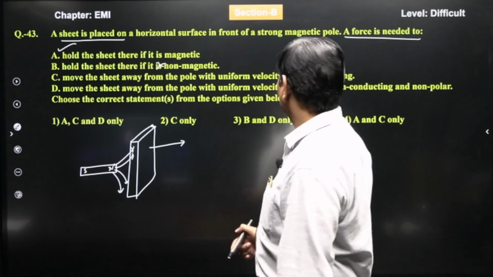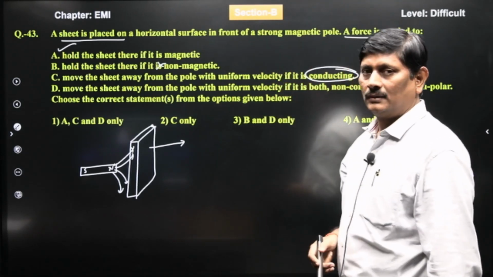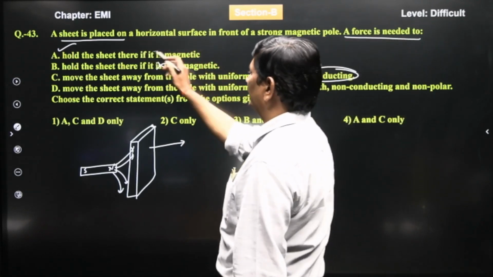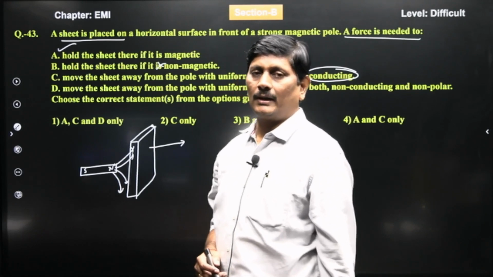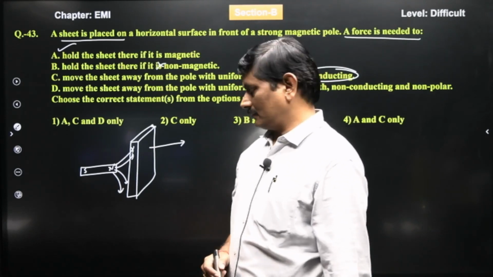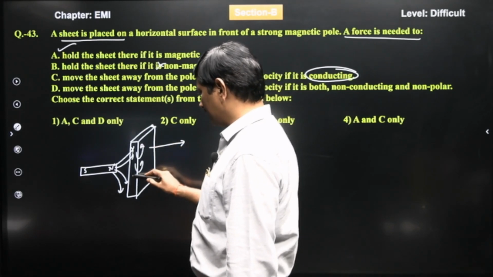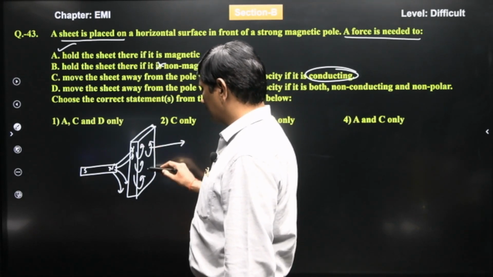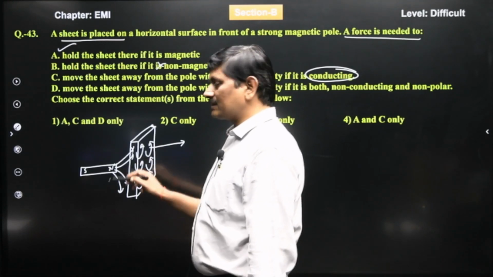Eddy current, if it is conducting. It is given conducting, so there is a metal. The sheet was earlier given as magnetic or non-magnetic, now it is conducting. Conducting sheet means metallic sheet. Inside the metallic sheet, what happens? Eddy currents are produced inside the sheet. These eddy currents develop a magnetic field which opposes the change in flux.